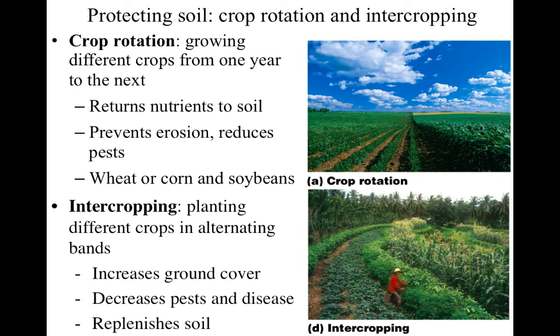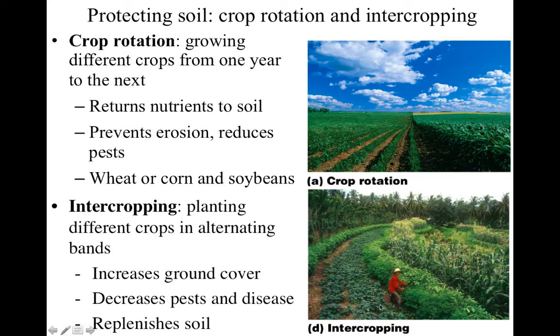It also matters because if one crop has a tendency to take one nutrient from the soil, growing that same crop on the same soil every year is going to deplete it of that nutrient. If you change crops every year, it'll lessen that problem. It will reduce pests and reduce erosion. For example, you could grow wheat or corn one year and soybeans the next, something like that.